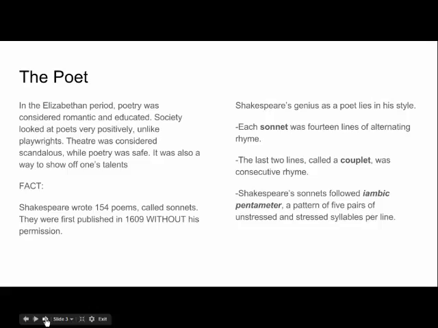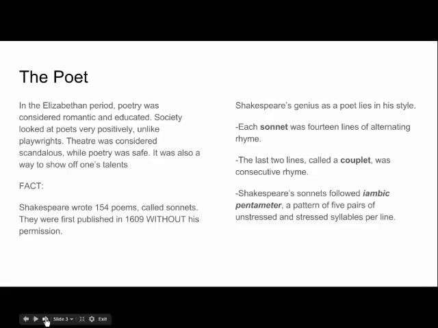In the Elizabethan period, poetry was considered romantic and educated. Society looked at poets very positively, unlike playwrights. Theater was actually considered scandalous, while poetry was safe. It was also a way for one writer to show off their talents.